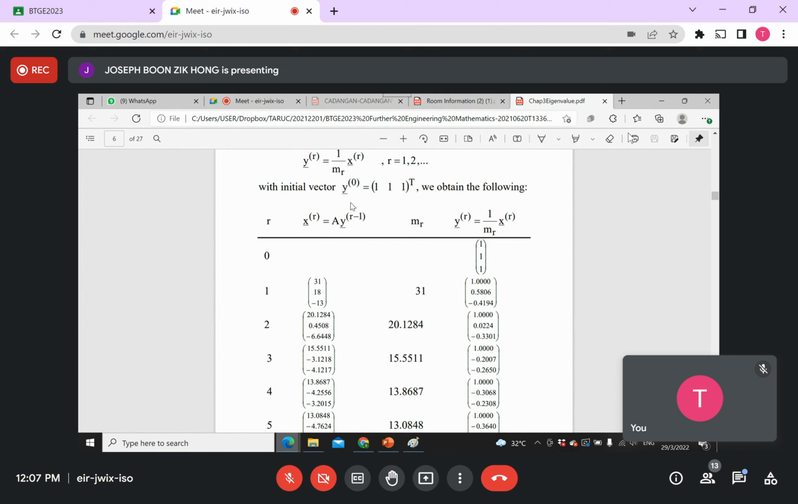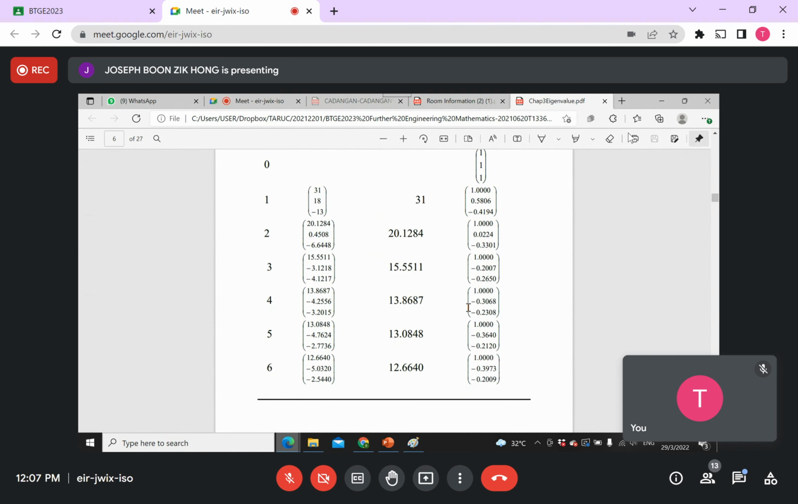Take your new y times your A, and you get a new x. Again choose the biggest one, 20.1284, take it out and divide everything by 20.1284 to get the new y. I repeat the procedure, because they said 6 iterations, so I do it until the 6th iteration. And then this last value will be my dominant eigenvalue.